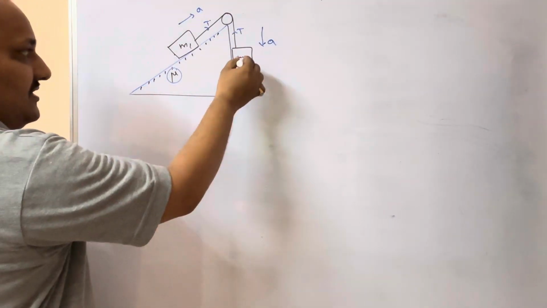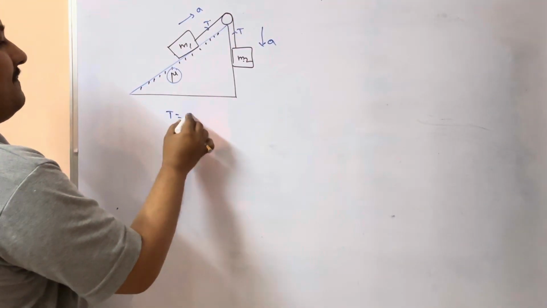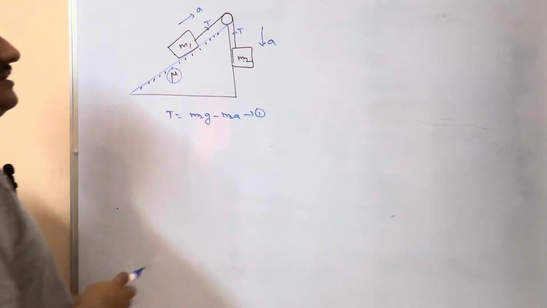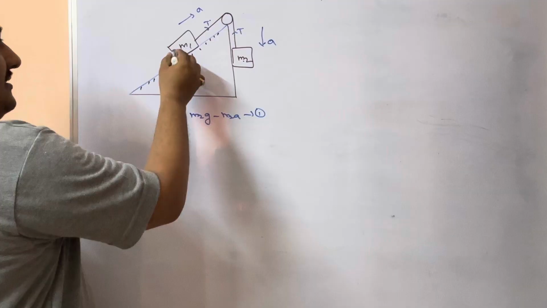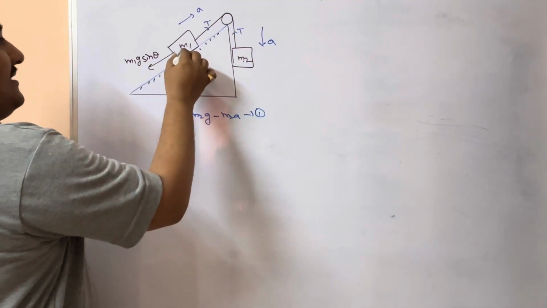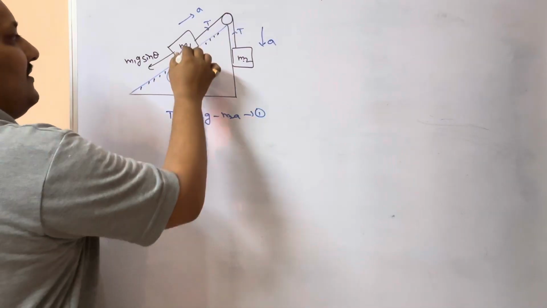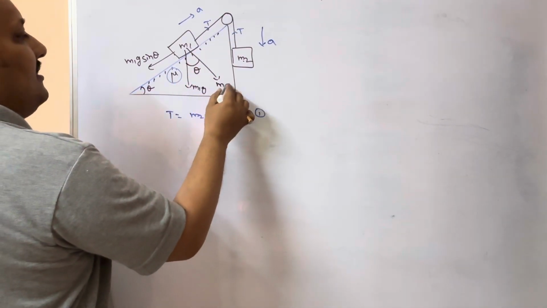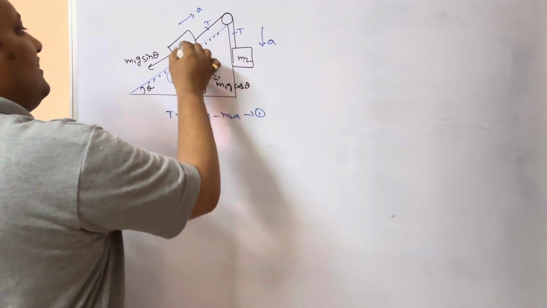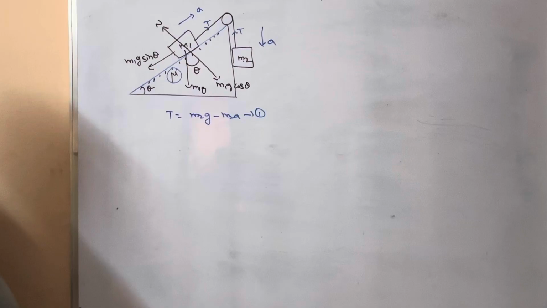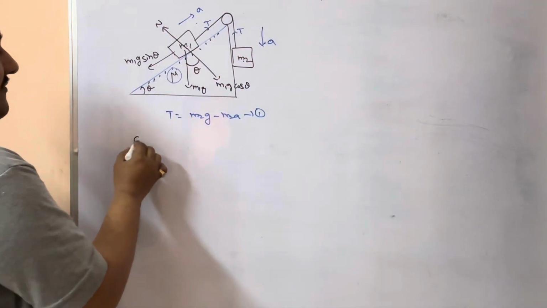Whenever M2 is moving downwards, what is the formula? M2g minus T equals M2a, called equation number 1. Next, in this direction, which force? M1g sin theta. This is M1. This we already discussed so many times. M1g cos theta is balanced by the normal reaction. What is the resultant force on M1?